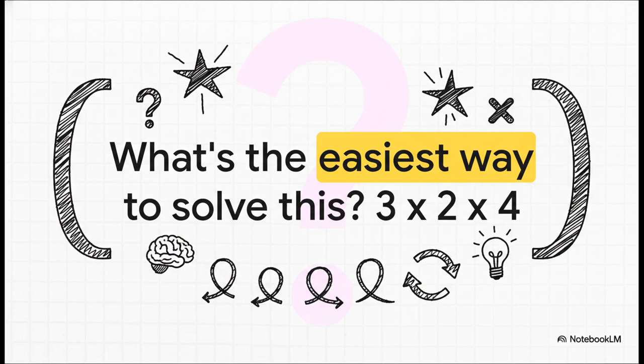Take a look at this problem. 3 times 2 times 4. Now, your first instinct is probably just to go from left to right, right? And hey, that totally works. But is it always the easiest way? Here's the secret. You've got options.